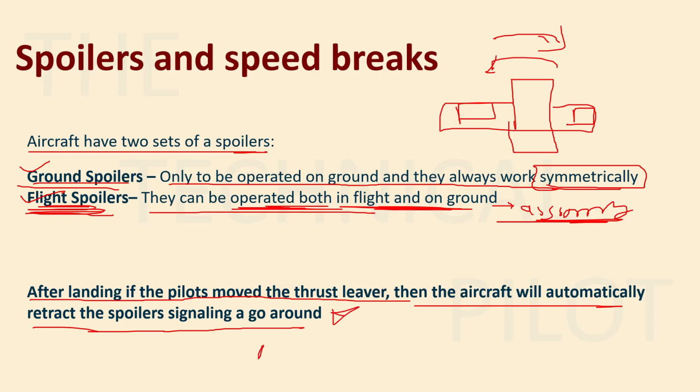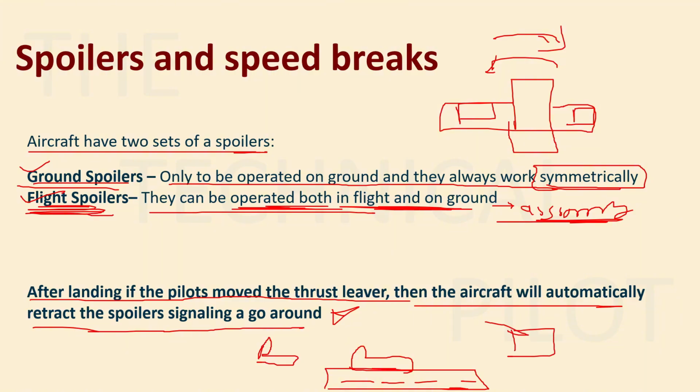If the aircraft is coming in for landing, and as the aircraft touches down, then the spoilers will be deployed, right? But for any reason, after touchdown the thrust lever will be at idle position, right? Obviously, after touchdown the thrust will be at idle, no? So if for any reason the pilot moves the thrust lever a little forward, this will cause what? Your spoilers to retract automatically.